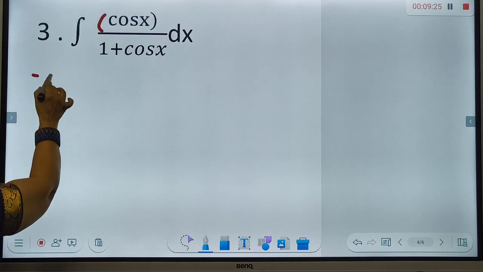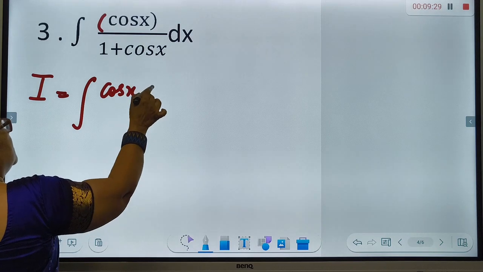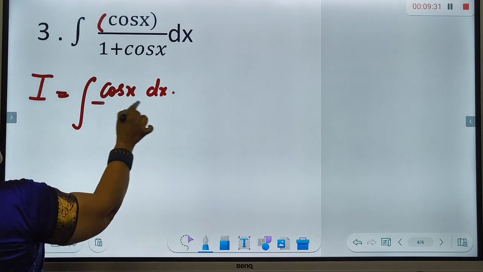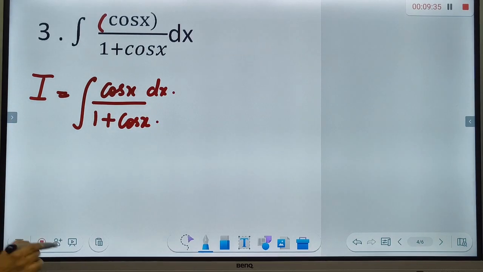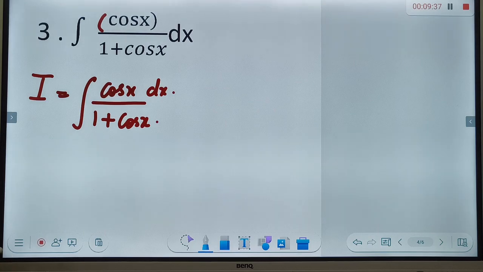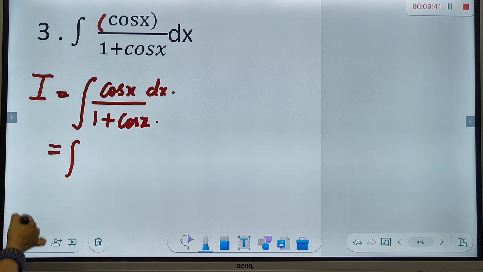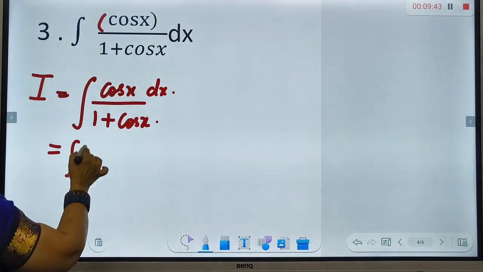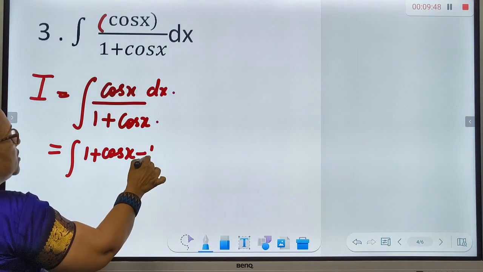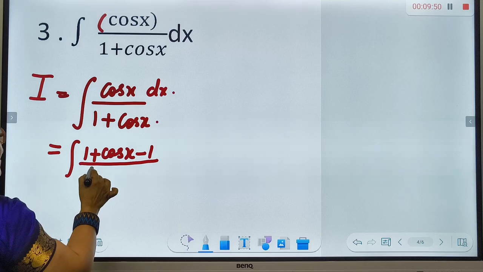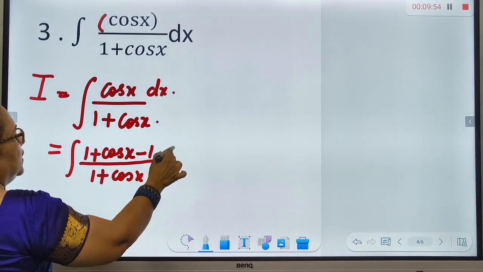Now we have I equal to integral of cos x dx by 1 plus cos x. So I have taught you now one kind of manipulation or one kind of technique, writing the numerator using the denominator. So how can I write here? I can write the numerator as 1 plus cos x minus 1 by adding and subtracting 1, by 1 plus cos x dx.